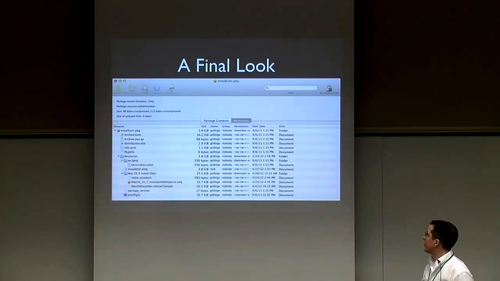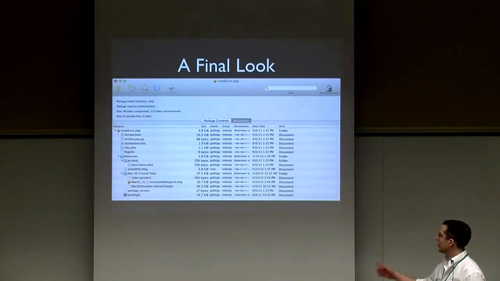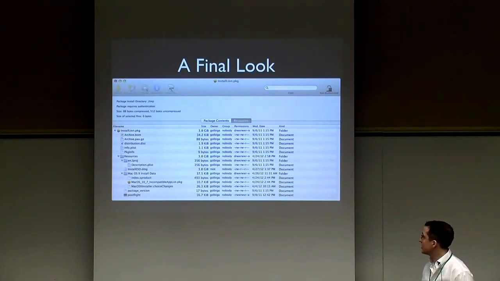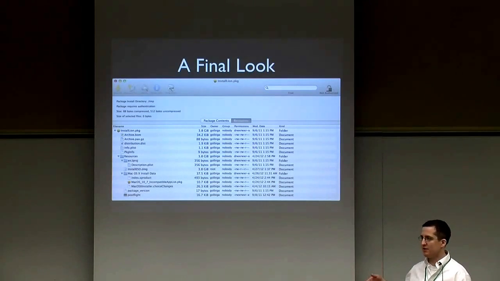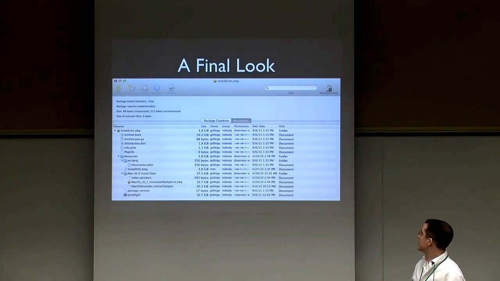So this is a final look of what your package will look like once you're done. Earlier I put the install ESD in. The index.sproduct and macOS 10.7 incompatible app lists are in the install data, and the modified choice changes file is in the install data as well. So when the install ESD is mounted, before the script starts running, it scans to see if any of those changes are made, and that's what gets put into the minstall config file.